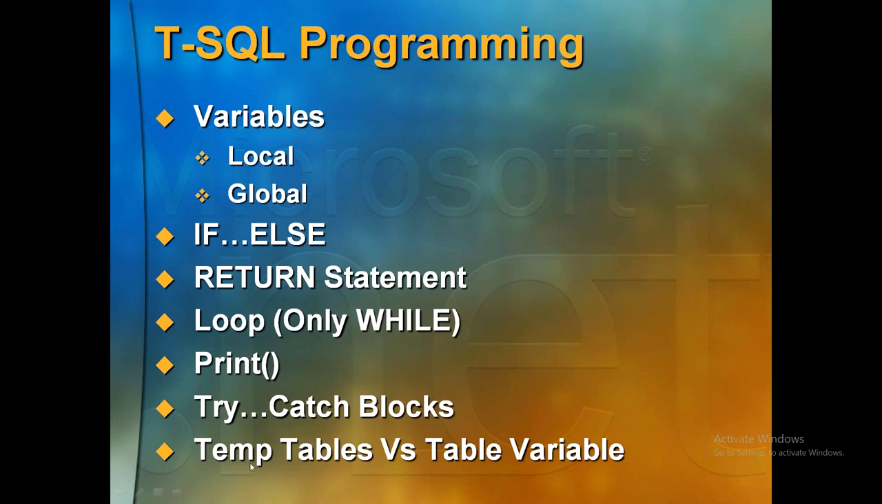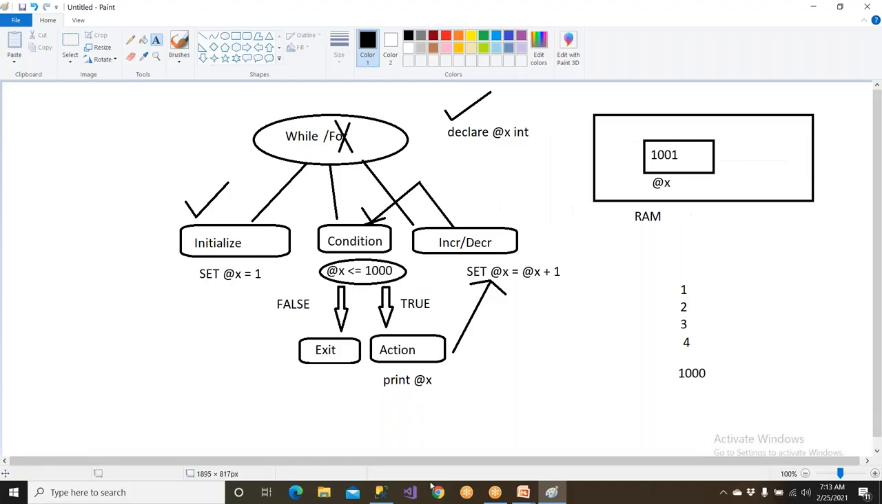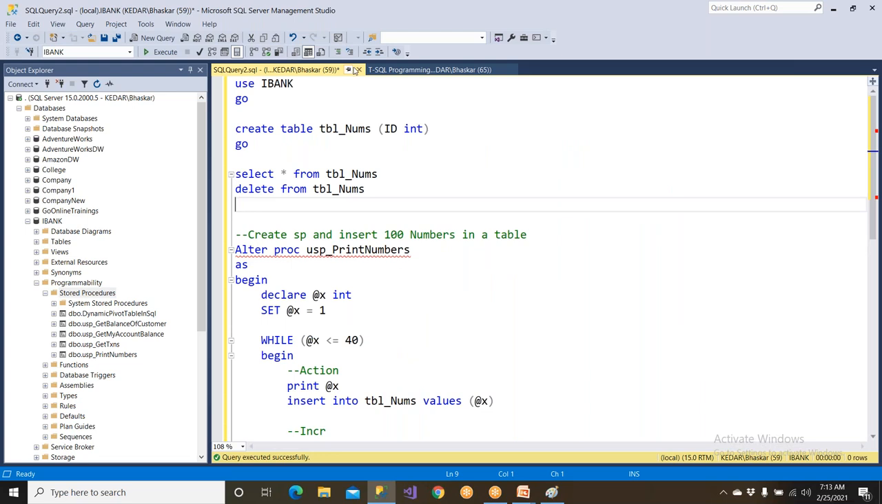Now let us understand what a return statement is. A return statement we'll see a little later. Now I wanted to discuss temp tables and table variables. And try-catch blocks we'll discuss later. So temp tables and table variables, let us discuss now. Let me go to SQL Server.